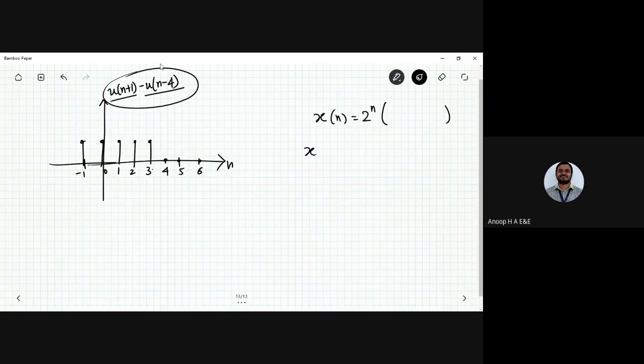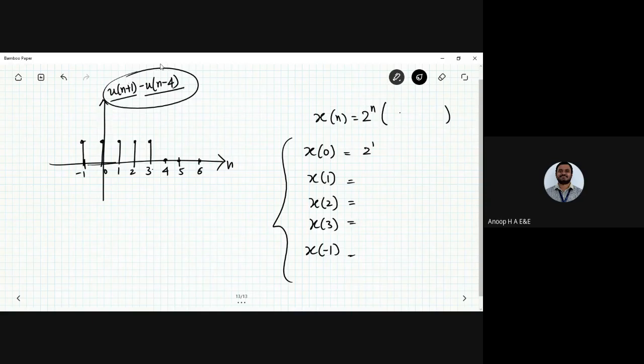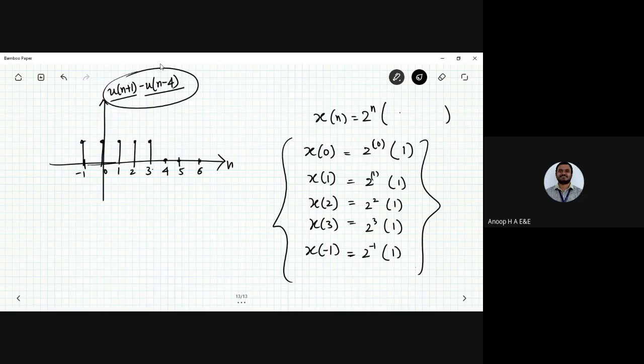So now, x of 0, x of 1, x of 2, x of 3, and next x of minus 1, where the signal is equal to 1 for all these values. I write the signal as 2 power 0 multiplied with 1, 2 power 1 multiplied with 1, 2 power 2 multiplied with 1, 2 power 3 multiplied with 1, and 2 power minus 1 multiplied with 1. All these values have a magnitude equal to 1 there. In other cases, it is 0.